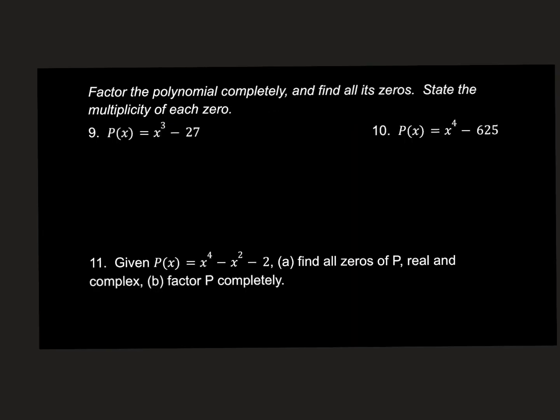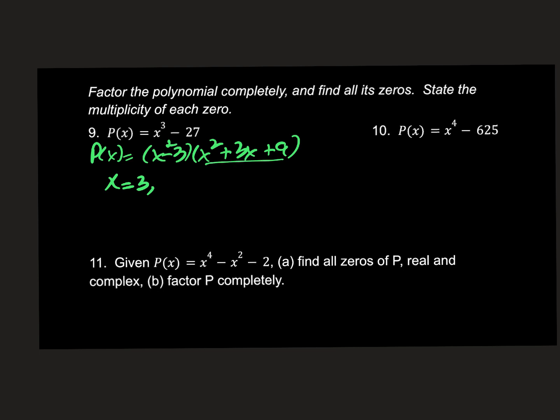Next page. Number 9, factor it completely and find all its zeros. This first one is just factoring cubes. So I'm going to say x minus 3, x squared plus 3x plus 9. We've been doing that a long time. But it says completely and find all of its zeros. One of the zeros is going to be 3, and that comes from right here. The other zeros are going to come out of here.